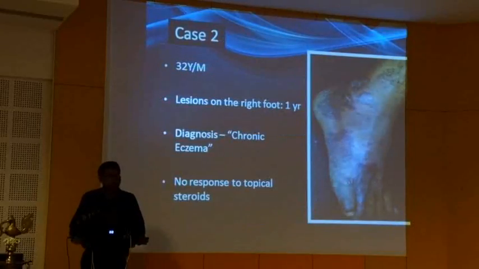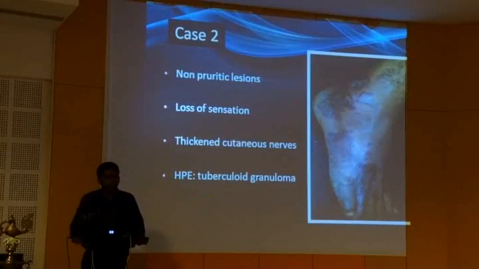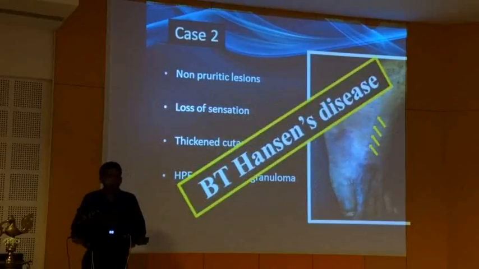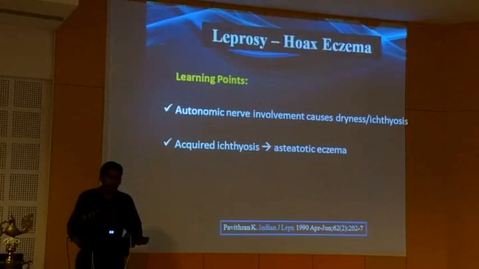Coming to the second case, a 32-year-old male was being treated as a case of foot eczema for over a year. He was unresponsive to topical steroids. And we could see surrounding area of hypopigmentation, which is due to chronic steroid usage. The lesions were non-pruritic, there was loss of sensation and also multiple thickened cutaneous nerves. Histopathology revealed presence of tuberculoid granuloma, diagnosing it to be BT Hansen's disease. Autonomic nerve involvement in leprosy may cause dryness or ichthyosis, which may in turn clinically present with an asteatotic eczema-like picture.